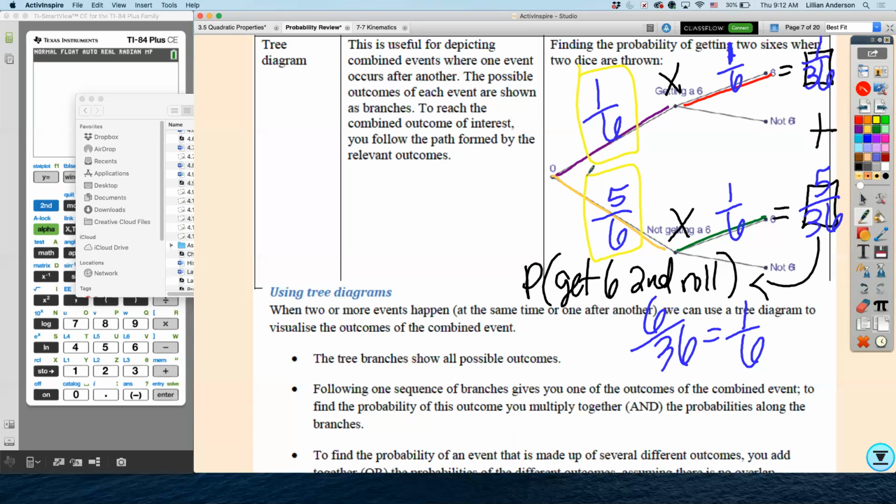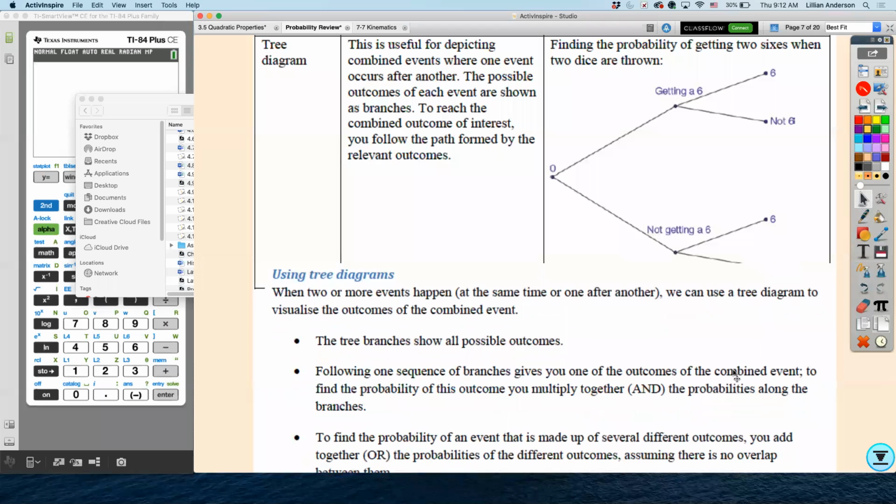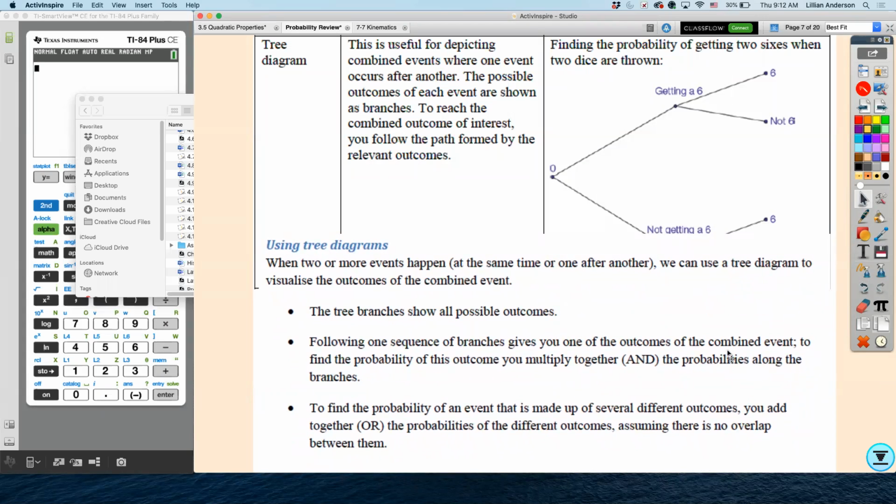And so that last note was saying just that. To find the probability of an event made up of several different outcomes, you add together the probabilities of the different outcomes, assuming there's no overlap between them. If there is overlap, then you need to take that into account. With replacement or without replacement, you have to take that into account as well with the tree diagrams.